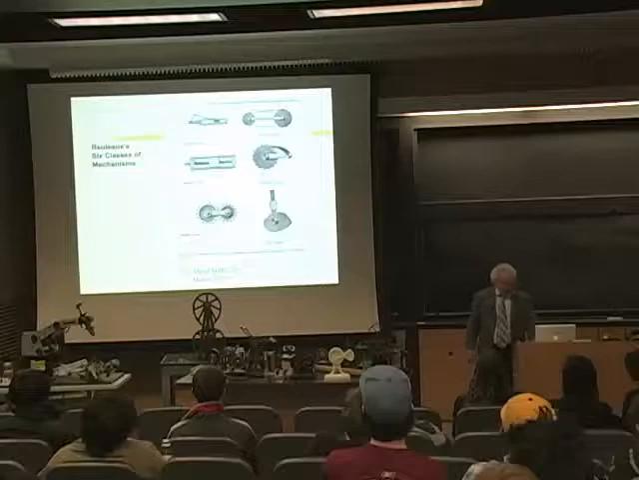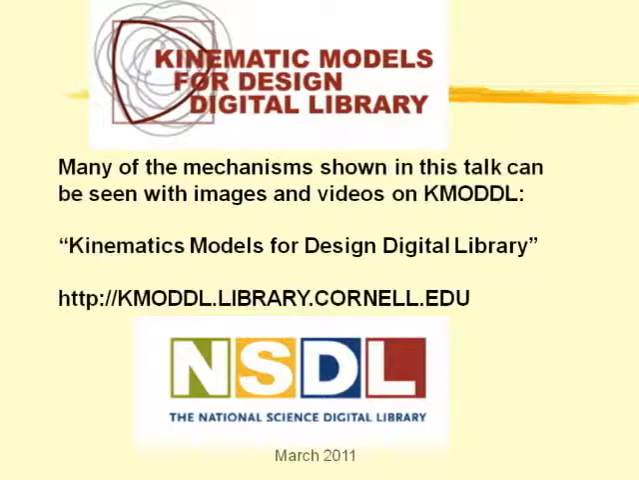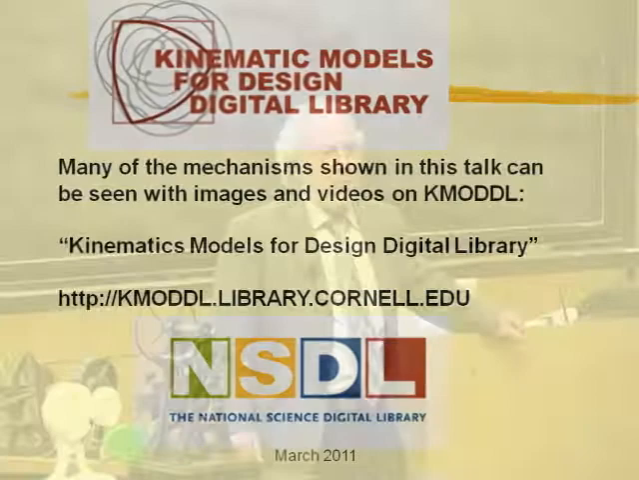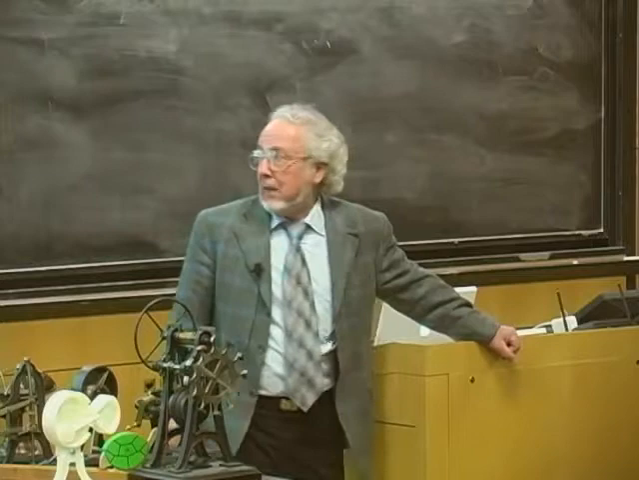Now, as we said in the first lecture, almost all of these models you'll find on the website, Kinematic Models for Design Digital Library. This particular website is part of the National Science Digital Library. And if there are teachers watching this, the National Science Digital Library has all kinds of modules online for teaching science and technology. One of them is Kinematics of Machines from Cornell University.